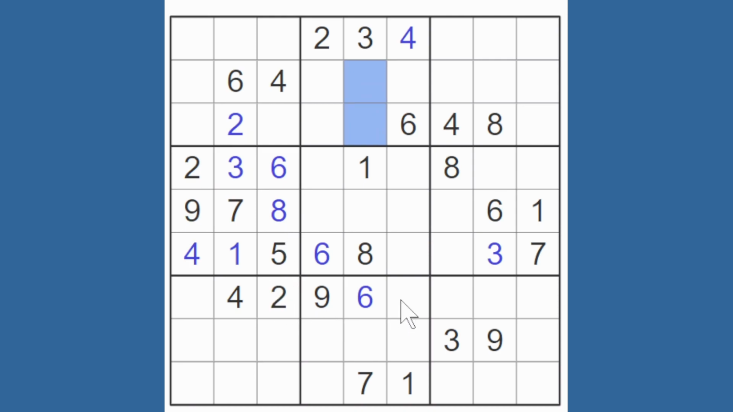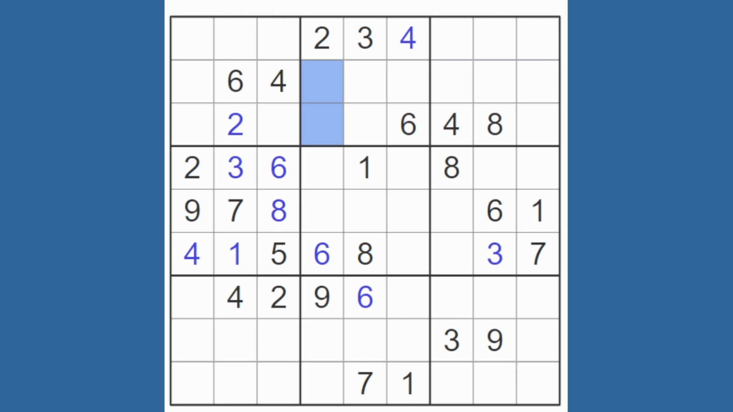What does that leave us? Well, it leaves us with a 1, 7, and an 8 for these 3 squares. And a 1 is blocking here, so one of these is a 1. But we knew that all the time.